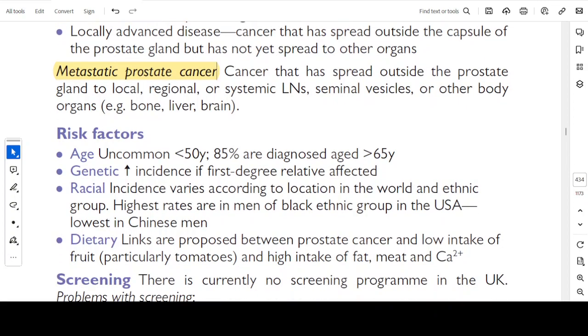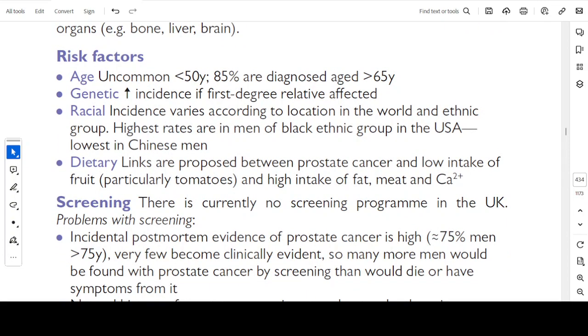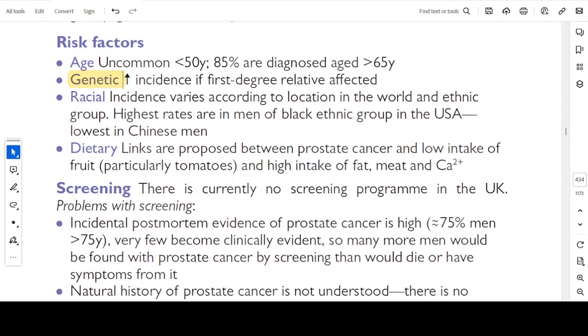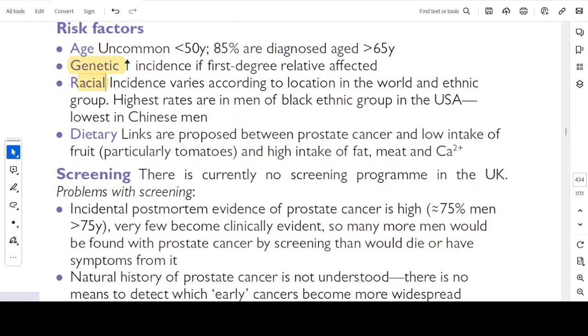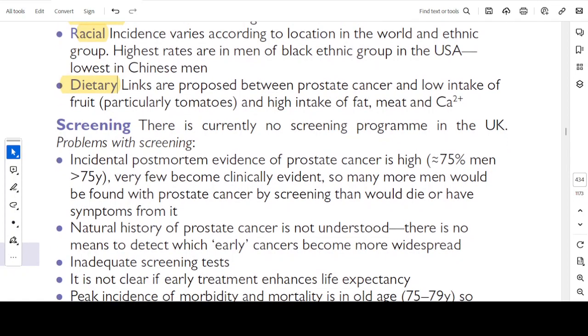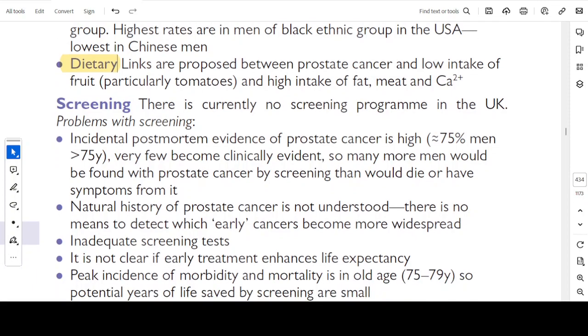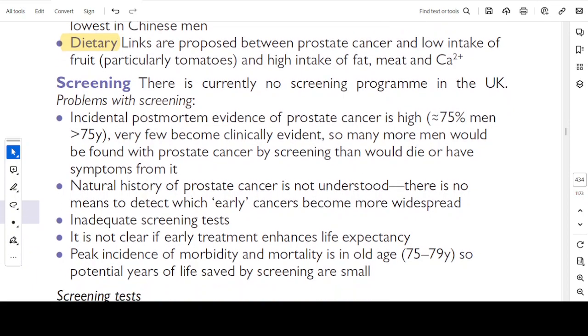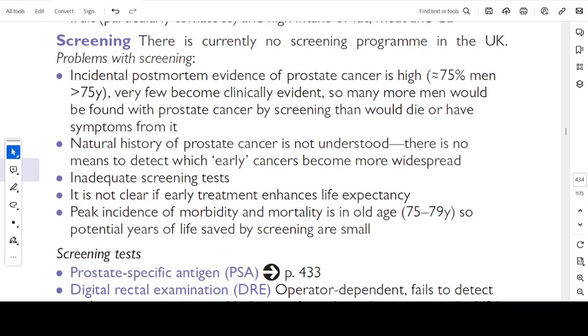Risk factors. Age: uncommon less than 50 years, 85% are diagnosed more than 65 years of age. Genetic: increased incidence if first degree relative is affected. Racial: incidence varies according to the location in the world and ethnic group. Highest rates are found in men of black ethnic group in USA, lowest in Chinese men. Dietary: links are proposed between prostate cancer and low intake of fruit, particularly tomatoes, and high intake of fat, meat, and calcium. Screening. There is currently no screening program in the UK.